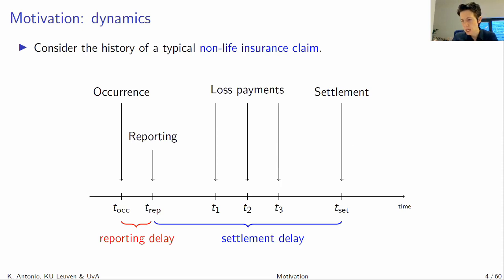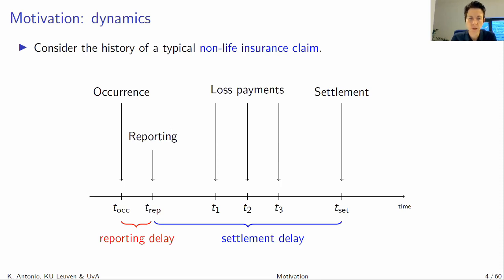Now, of course, what may happen in reality is that a certain claim has to be reopened. That could happen. It's not indicated here on the timeline, so what I'm going to assume here is that this reopening would then happen before the final settlement of this claim. Now, these two delays are important because that's what it's all about.